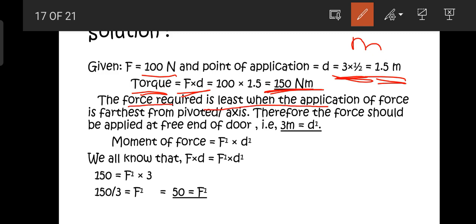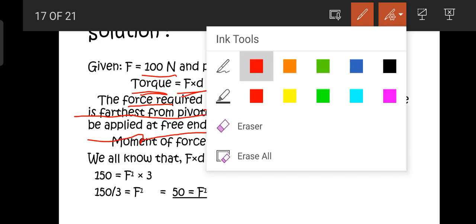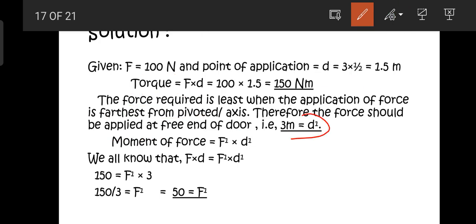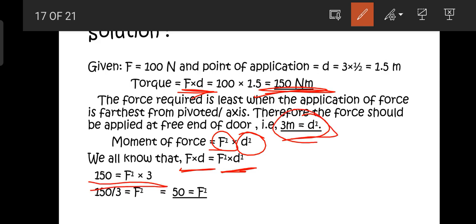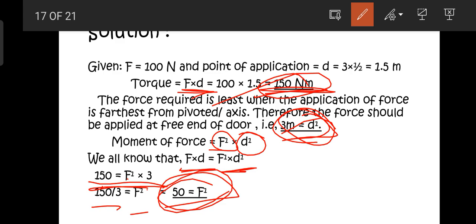Now the force required is least when the application of force is farthest from the pivoted point. I have told you, therefore the force should be applied at the free end of the door, that is 3 meter, which is D1. Now the moment of force is F1 into D1, we all know F into D. So 150 is equal to F1 into D1. F1 we didn't know, D1 is 3 meter, so 150 is equal to F1 into 3, so 150 upon 3 is equal to F1, so F1 is 50 Newton.